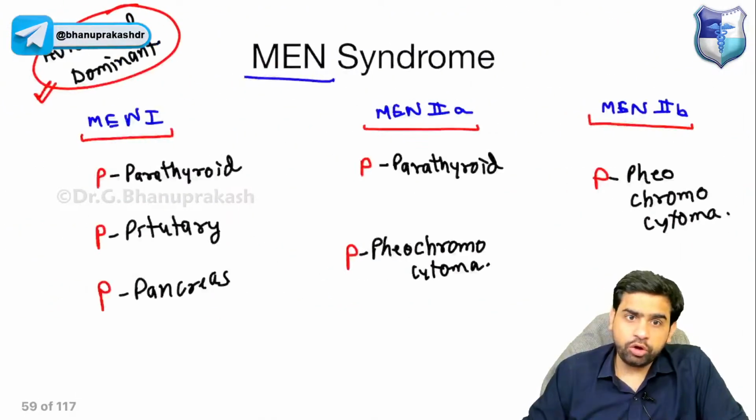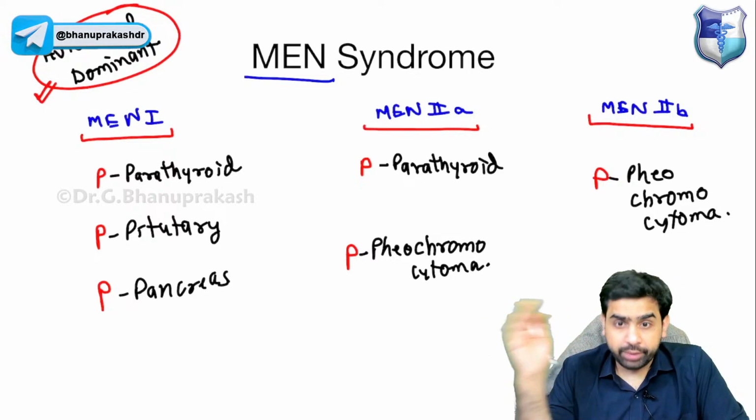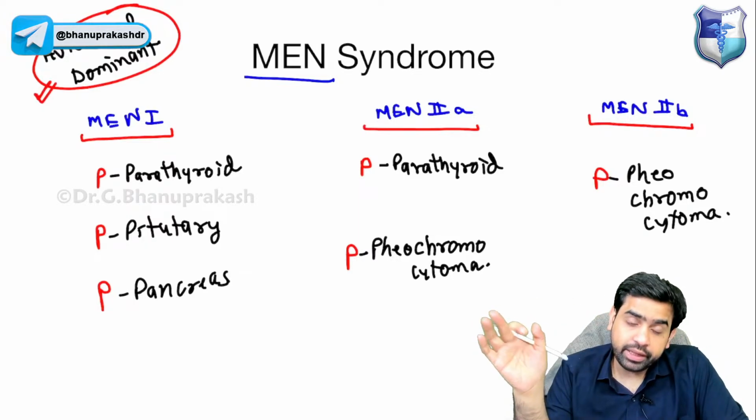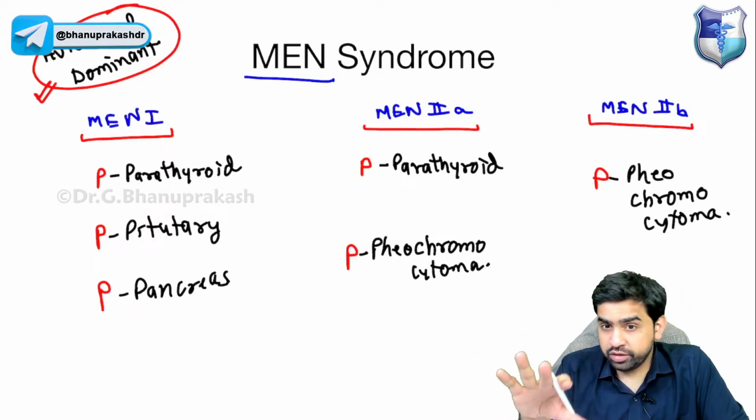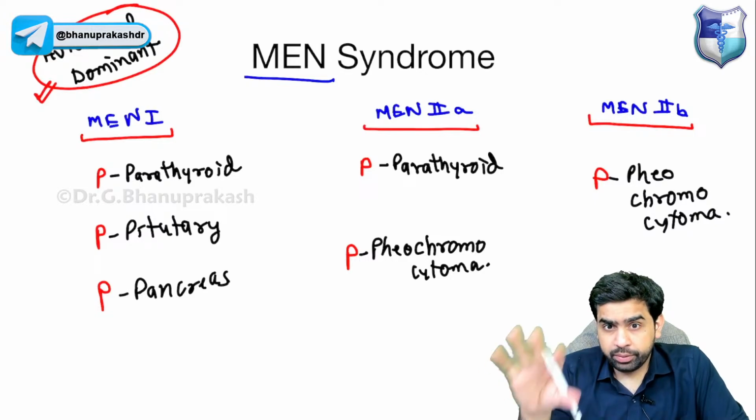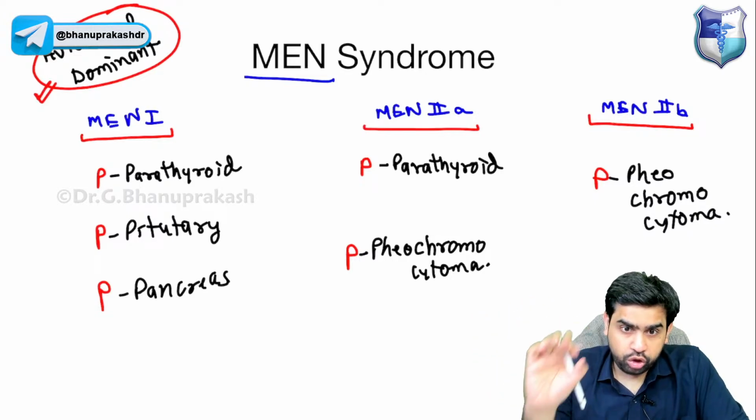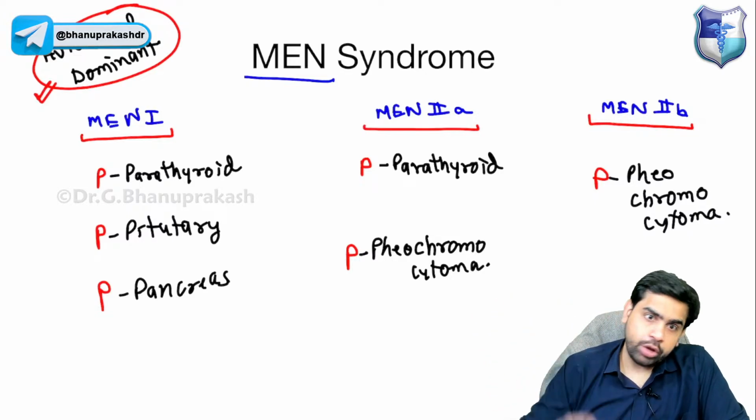So it's a very, very important topic. I hope you've understood MEN1, MEN2A, and MEN2B syndrome, 3P, 2P, and 1P. MEN1 syndrome, menin gene mutation, chromosome number 11. MEN2A, MEN2B, RET gene mutation, chromosome number 10. Okay, I hope you've understood this point.